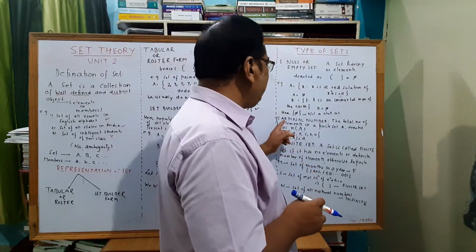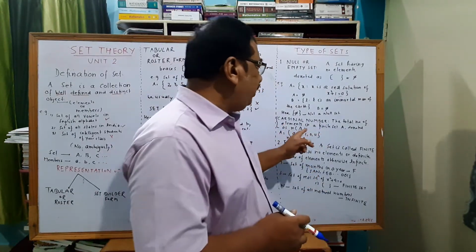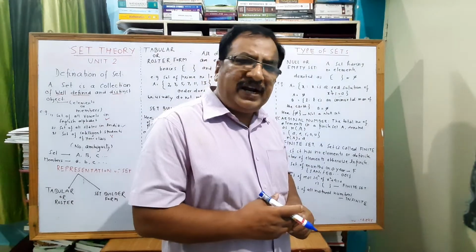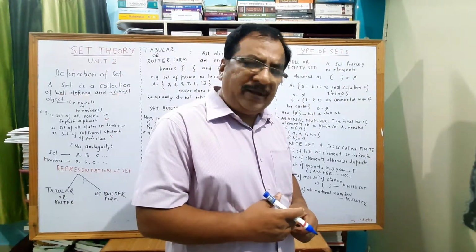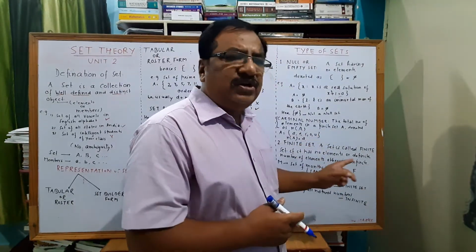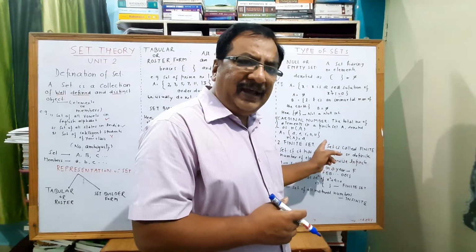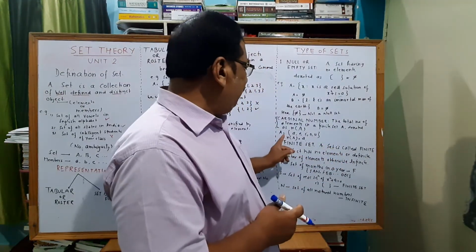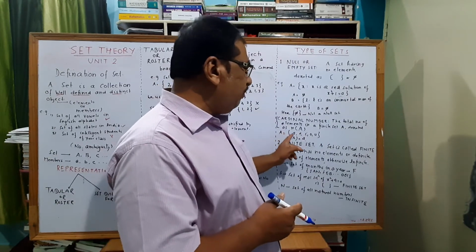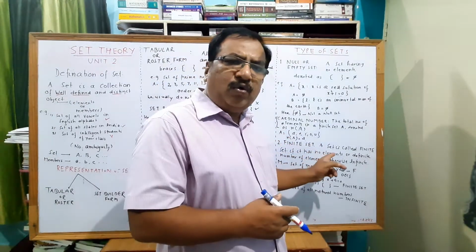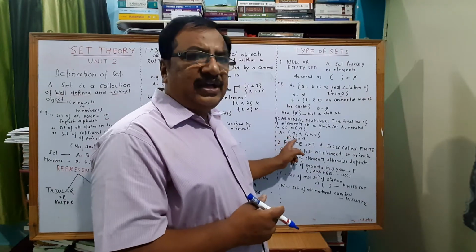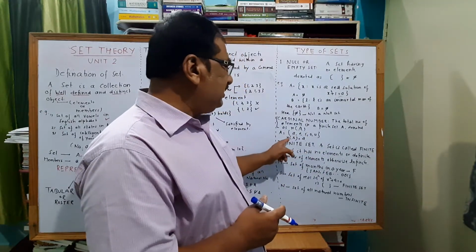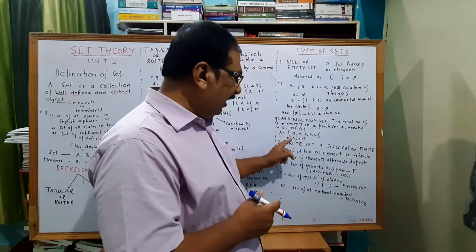So second is, what is the cardinal number of a set? The total number of elements in a finite set A, denoted as n(A), is called the cardinal number of set A. If A is the set of vowels a, e, i, o, u, that means n(A) is equal to 5. This is the cardinal number.